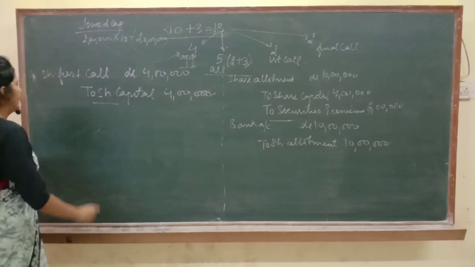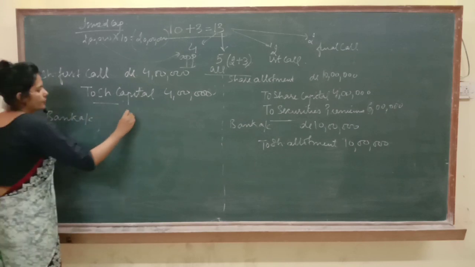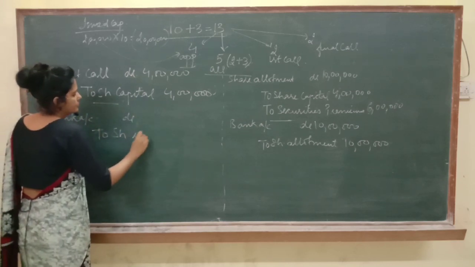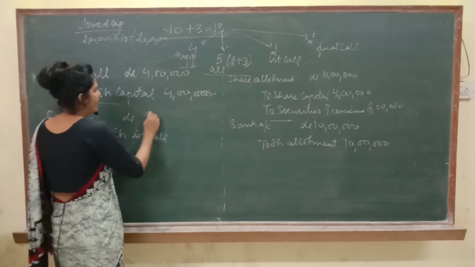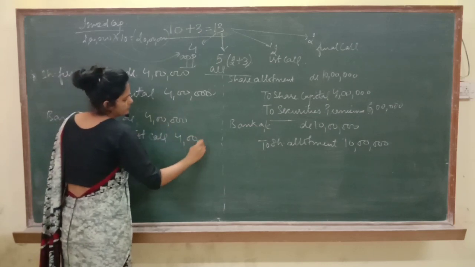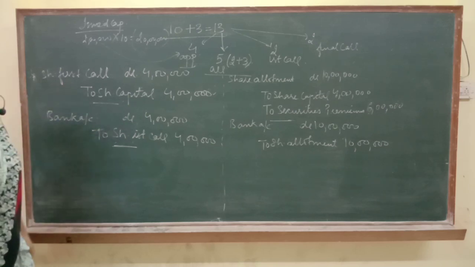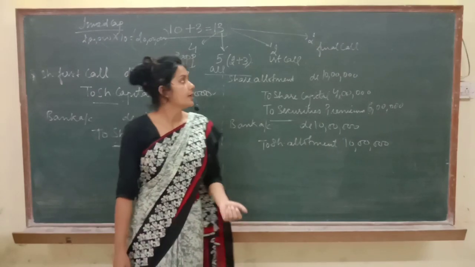Got it? And then they pay you the amount. So bank account debited to share first call. It will be 4 lakh. Same way you can pass the entry for second or final call now. That you can do. Clear? That way you pass it.